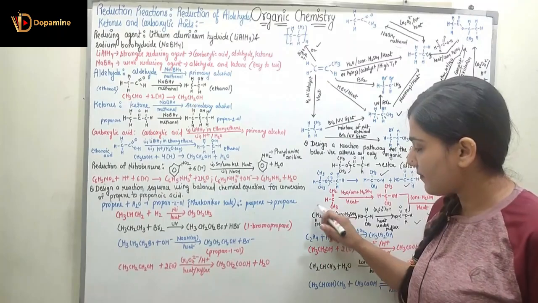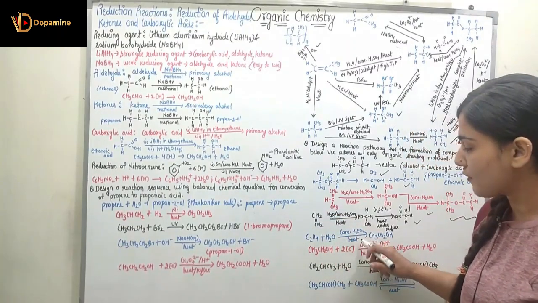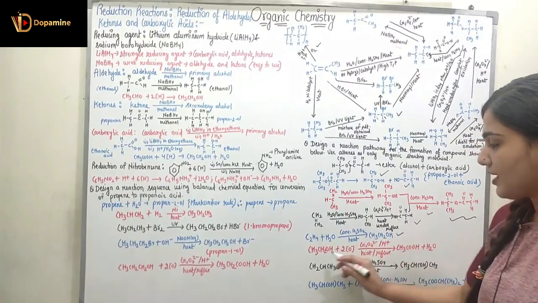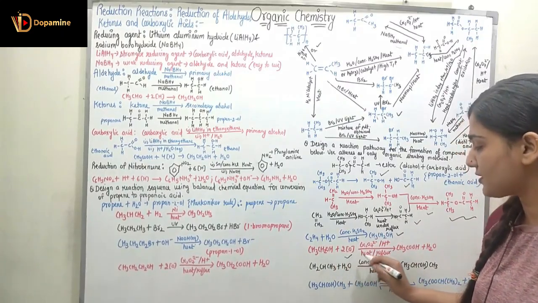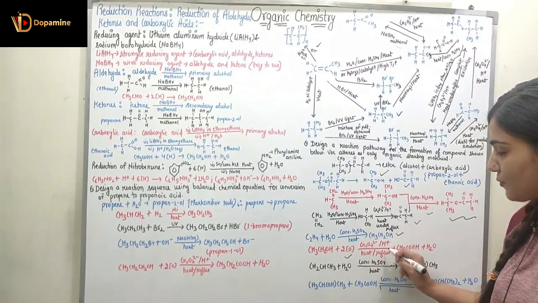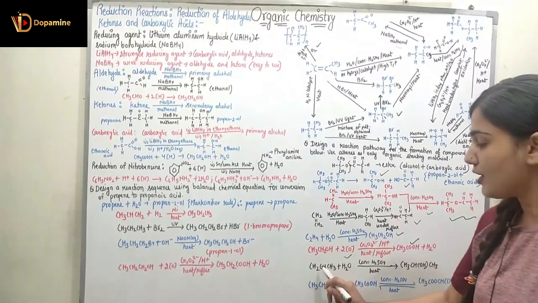C2H4, this is the ethene that we have, plus H2O in the presence of concentrated H2SO4 plus heat gives me CH3CH2OH. CH3CH2OH, when it is oxidized with two oxygens coming from Cr2O7 2- and H+, heat under reflux, we are forming CH3COOH plus H2O.